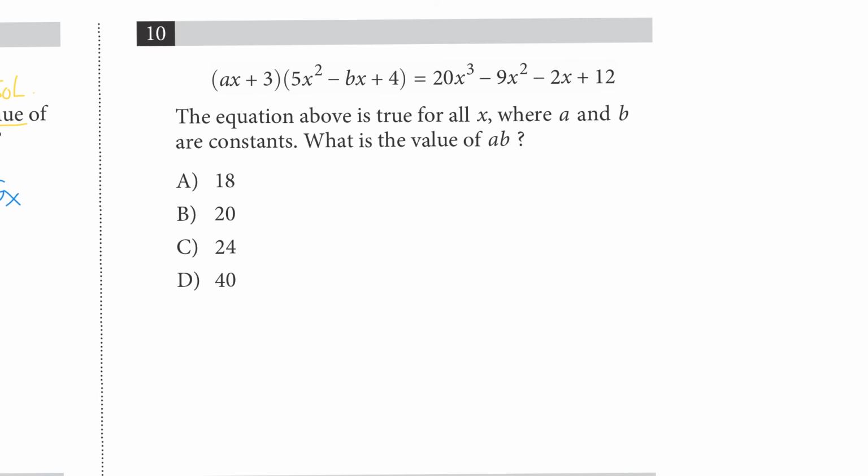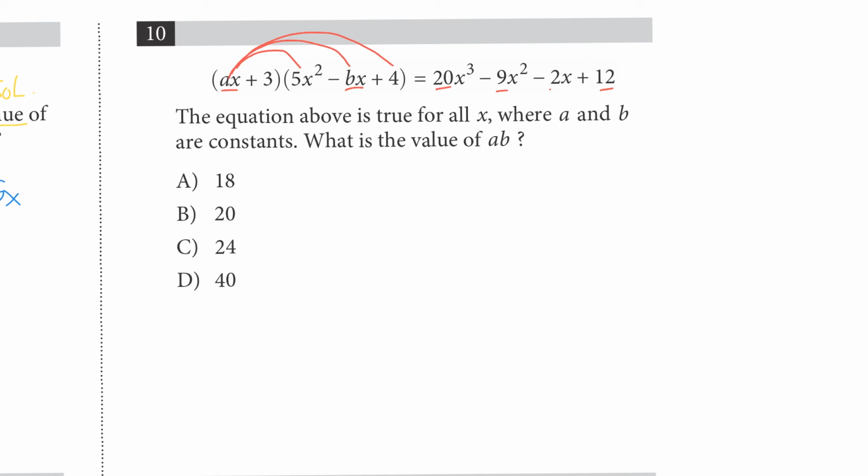Okay, problem number 10. It says the equation above is true for all values of x where a and b are constants. What is the value of ab, a times b? So a is right here, and b is right here. And so we've got 20, 9, 2, and 12. So we would probably need to multiply this out. So what I'm going to do is use distributive property and multiply the ax times each of those three terms, and I'll write it down here.